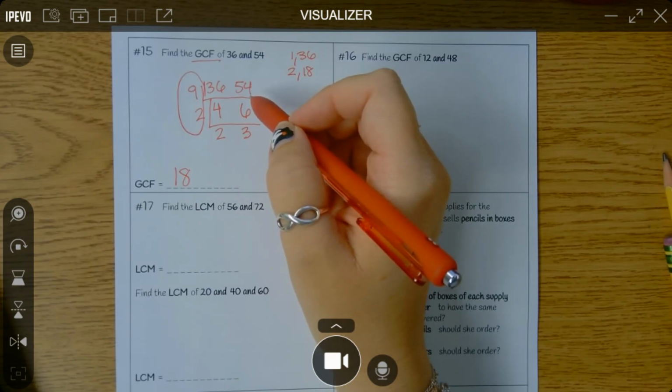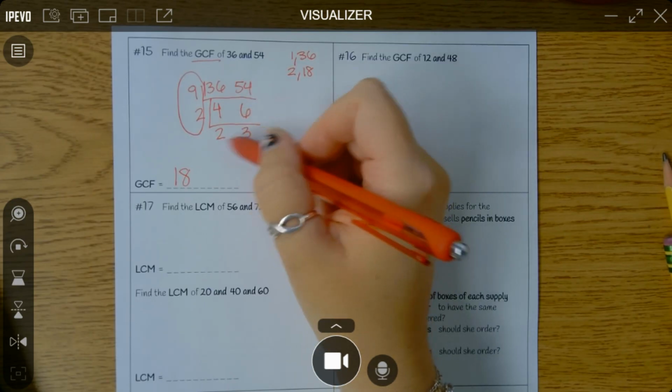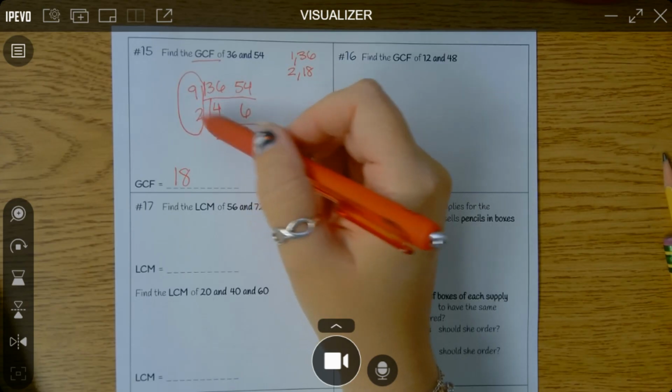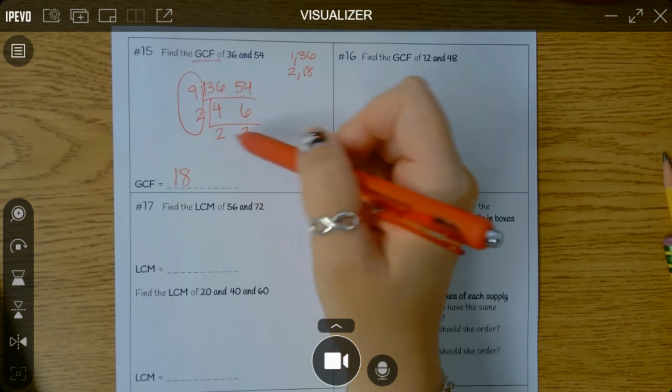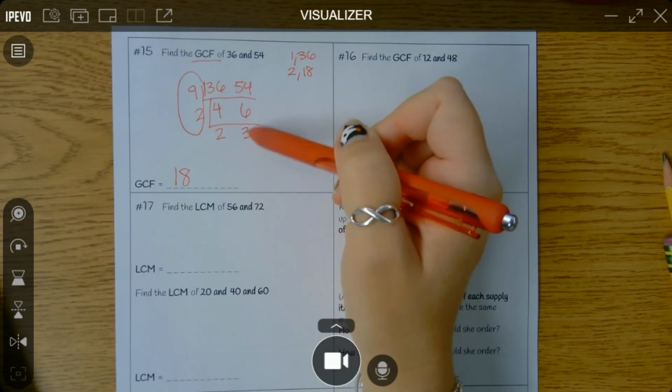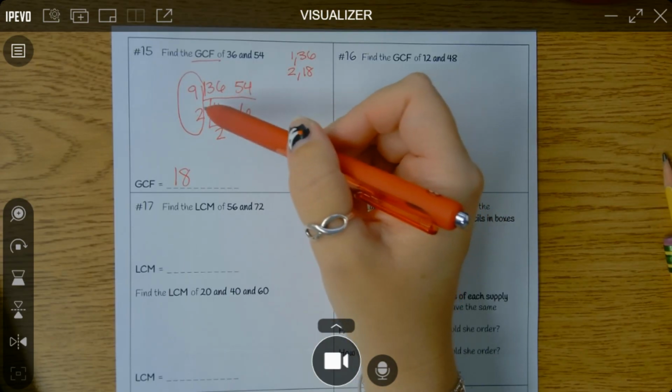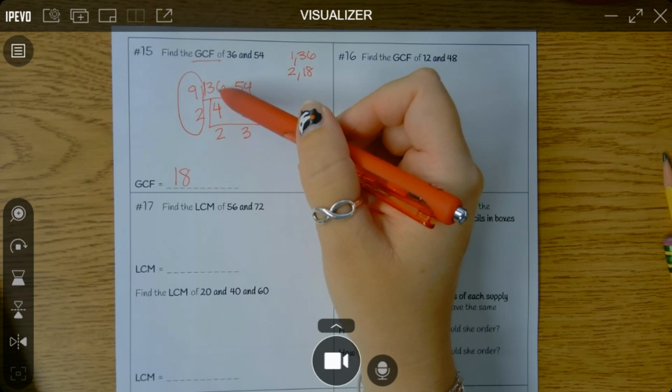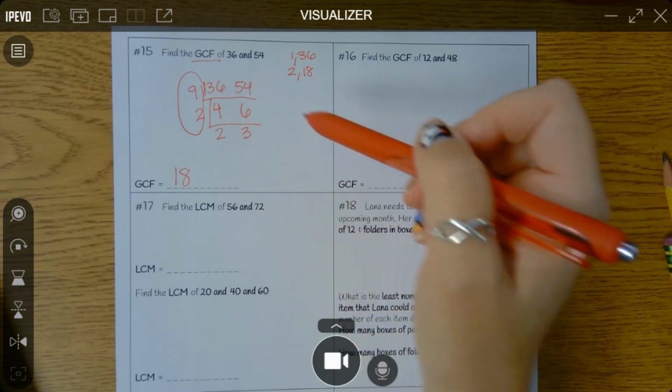And how you can check that you're right is these have nothing in common. And when you multiply this times this, you should get that. And this times this should give you that. 18 times 2 is 36, and 18 times 3 is 54. So that's the greatest factor that can go into both 36 and 54.